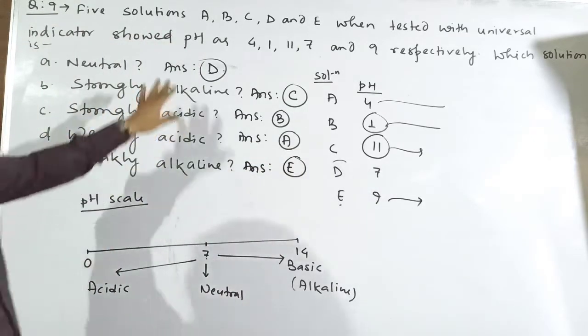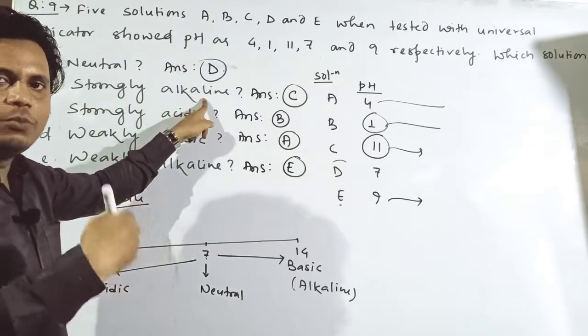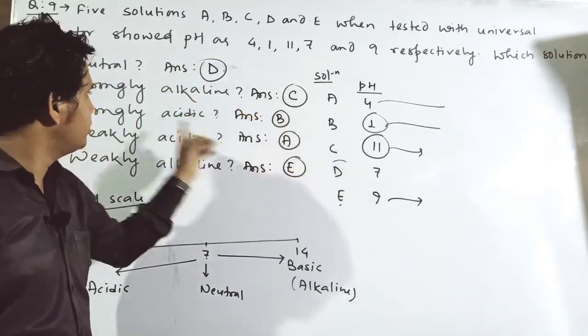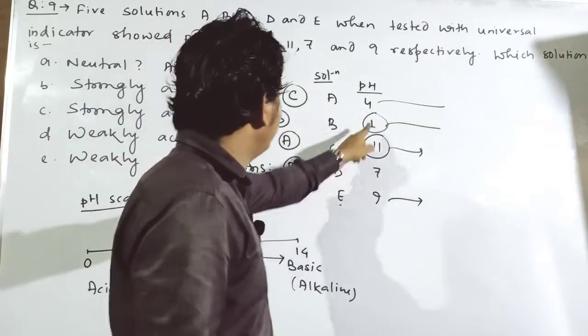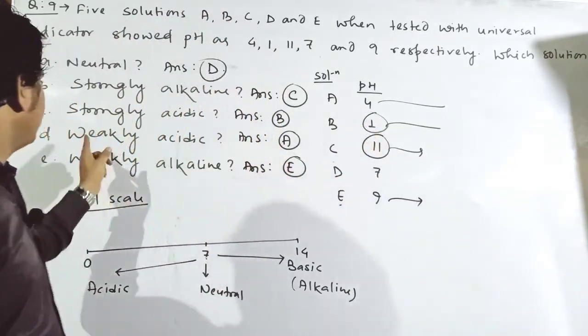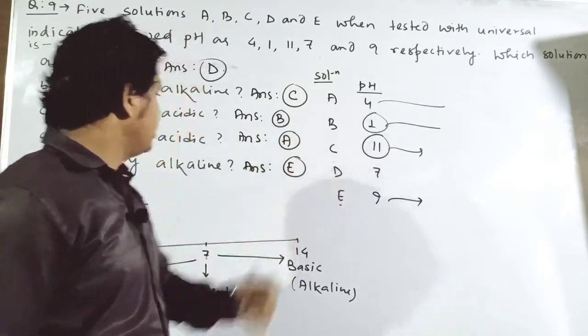So neutral is pH 7, D. Strongly alkaline, more than 7, that is C, 11. Strongly acidic, less than 7, and 1 is the lowest, B. Weakly acidic is 4, A, and weakly alkaline is E.